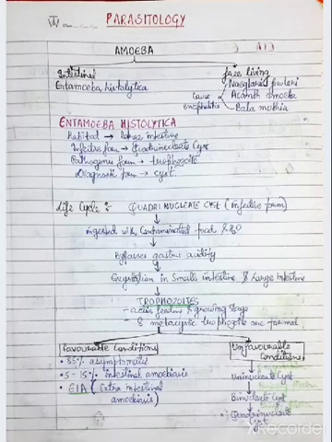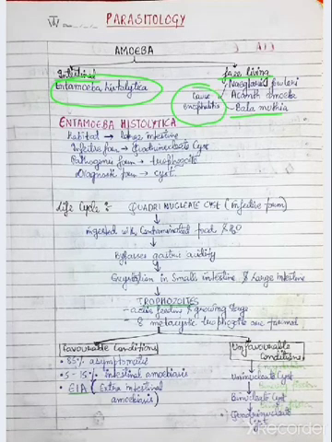Hello people, now we are going to start the parasitology, in this the amoeba. Now we have two types of amoeba: the intestinal amoeba and free living amoeba. The intestinal amoeba example is Entamoeba histolytica, and the free living ones are Naegleria fowleri, Acanthamoeba and Balamuthia. These three cause encephalitis.